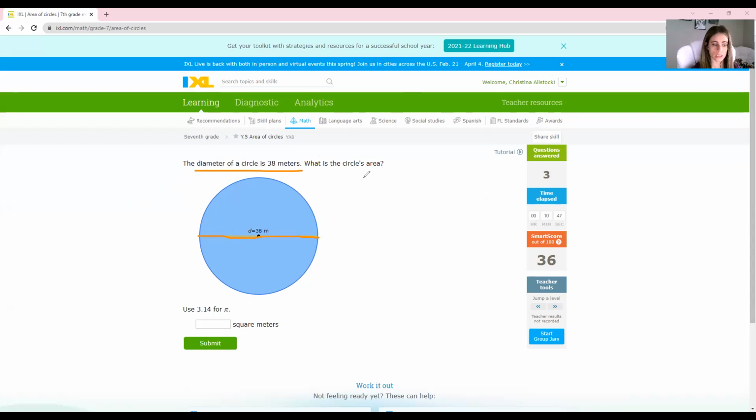In our formula, do we need the diameter? No, we need the radius. So be careful not to just be in the groove so much that you don't read the directions and you accidentally use the diameter.